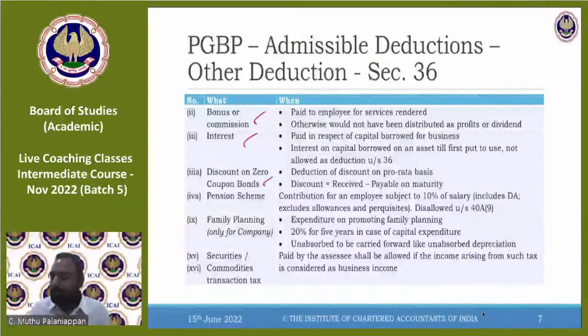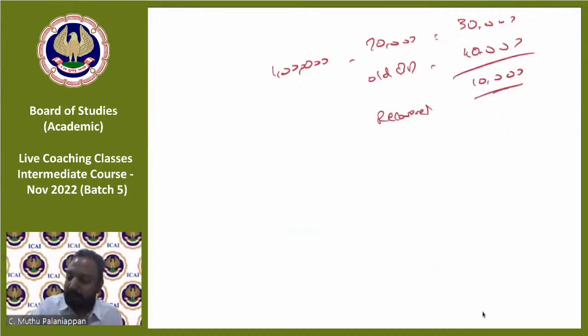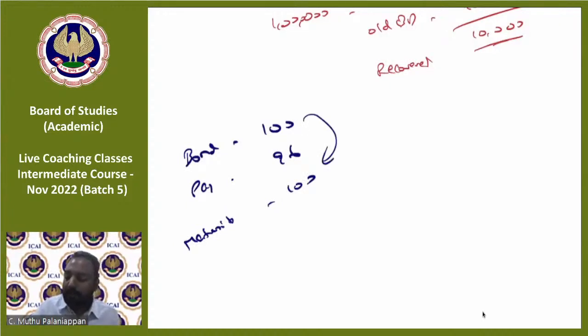First of all, zero coupon bonds. I'll just give you an example. Typically, let's say a bond value is 100. I will actually pay 96. Now, during maturity, they will pay me 100. So technically, my income is 4, because I'm only paying 96. This 4 rupees is what I'll be given at the time of maturity.